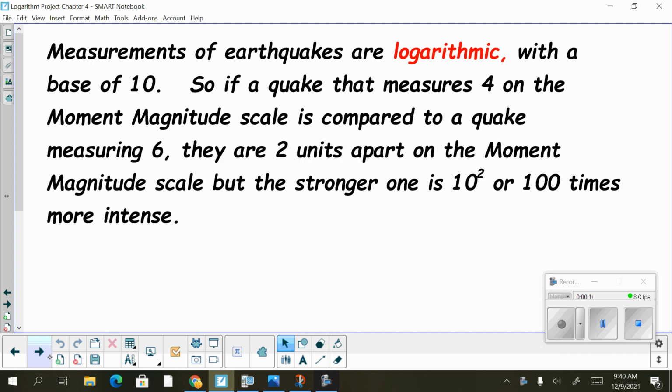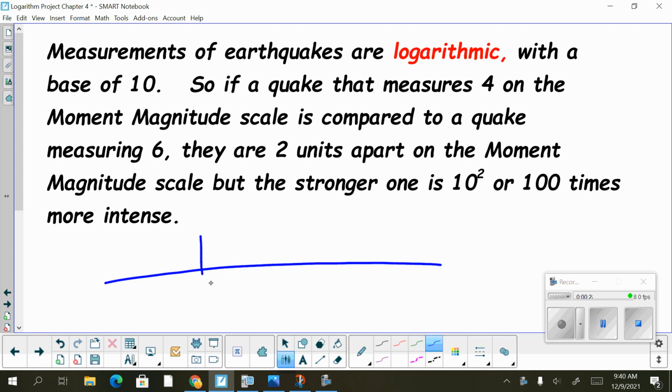So just an intro, the measurements of earthquakes are logarithmic. So it's a logarithmic scale. And what that means is, if your earthquake measures like a 2 on the logarithmic scale, and another earthquake measures 4 on a logarithmic scale, they're 2 apart on the scale, but they're 10 to the second power apart with intensity. So the 4 earthquake is 100 times more intense than the 2 earthquake.